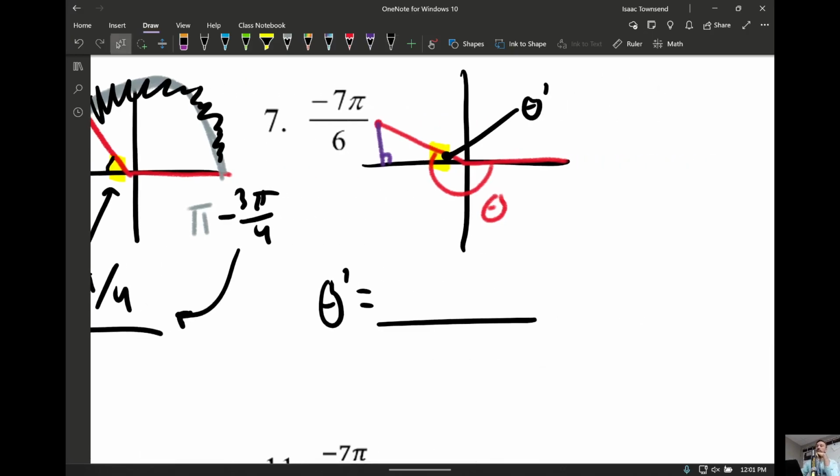So I'm a little more comfortable with radians, so I can tell you pretty quickly that that's going to be pi over 6. How do you know that the answer is not negative pi over 6? Because the answer is positive. All right, reference angles don't care about direction, so it's always positive.